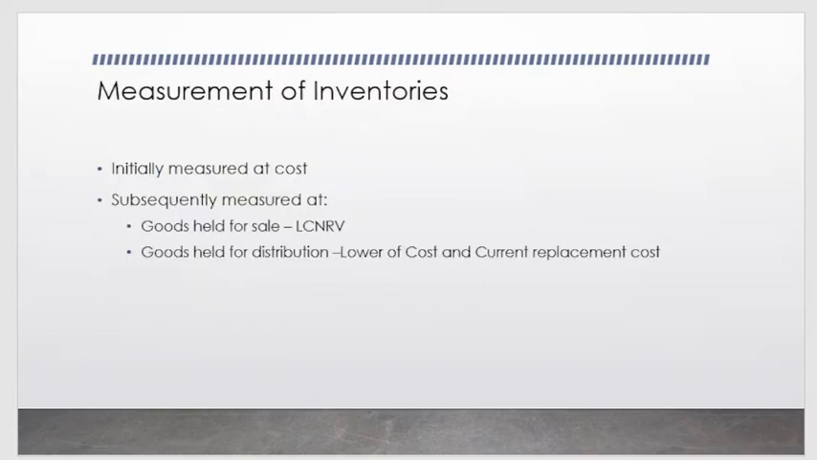Under yung basic accounting or financial accounting and reporting, di ba? When we say inventory, we measure it at the lower of cost and net realizable value. But in government accounting, you initially measure inventory at cost kung magkano mo siya binili, and then subsequently mo lang i-measure siya dalawa. So may dalawang classification. When it is goods held for sale, and when it is goods held for distribution. Kapag held for sale, gamitan mo ng LCNRV, the lower of cost and net realizable value. Pero kung held for distribution, the lower of cost and the current replacement cost.